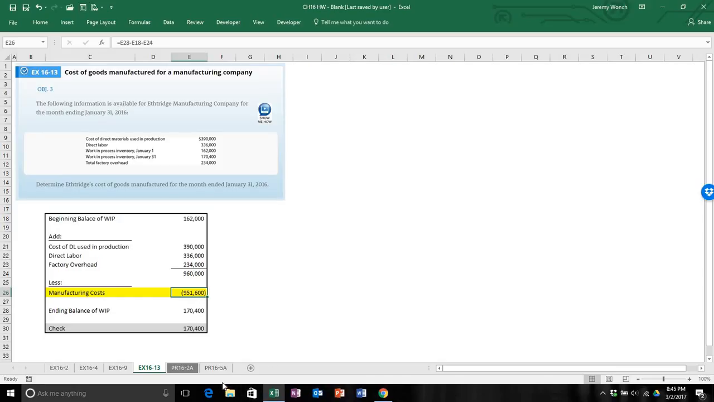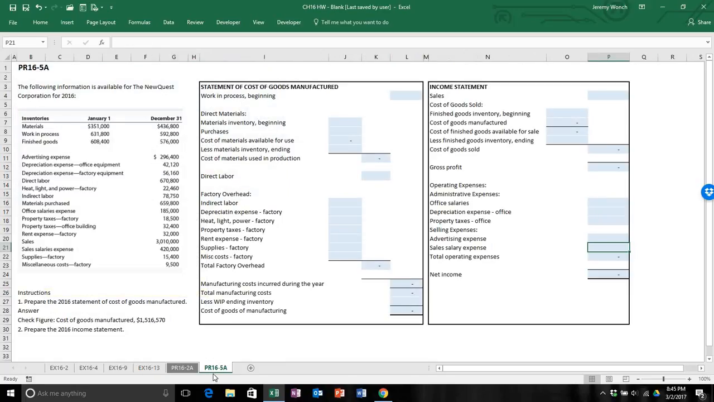All right, so let's jump to our last problem. Problem 16-5A.